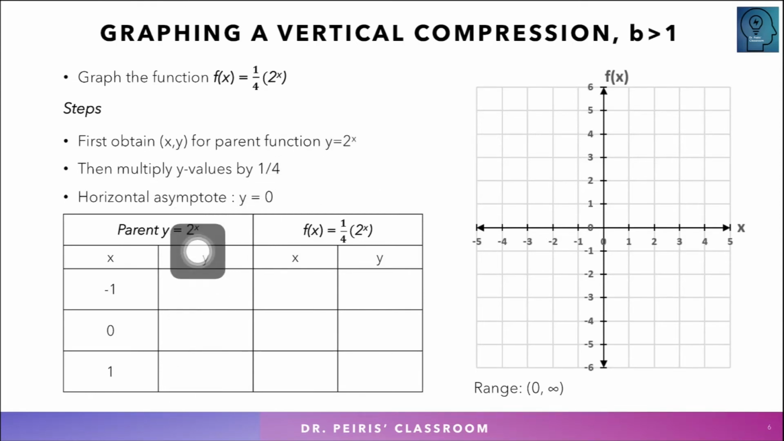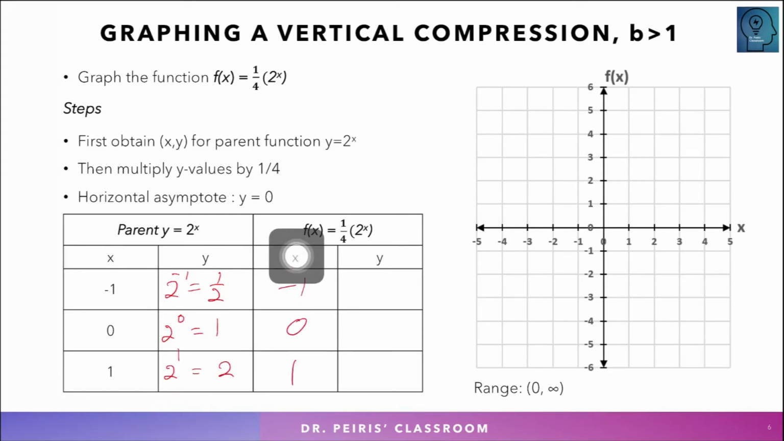Now let's obtain the y coordinates for the parent function. 2 to the -1 is 1/2. 2 to the 0 is 1. 2 to the 1 is 2. The x values remain the same as these. The y values need to be multiplied by 1/4. So we multiply all of these y values by 1/4.